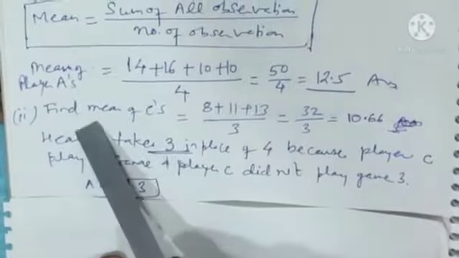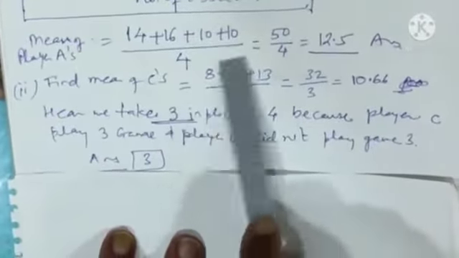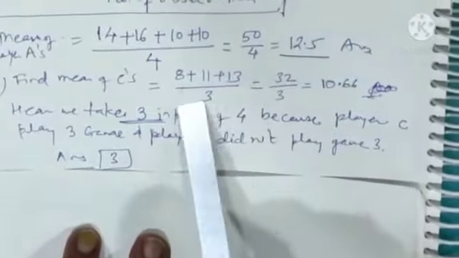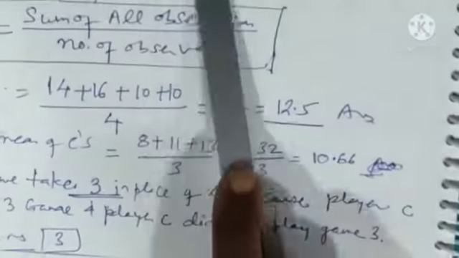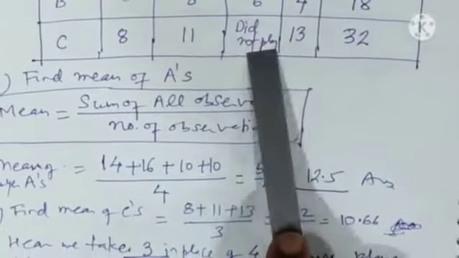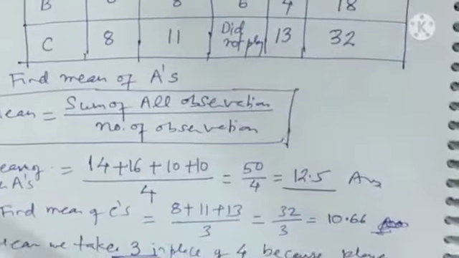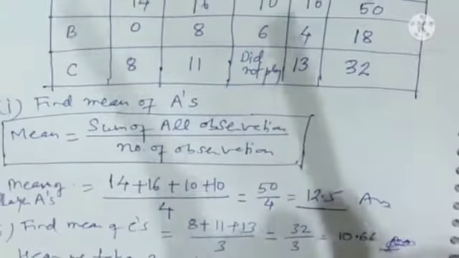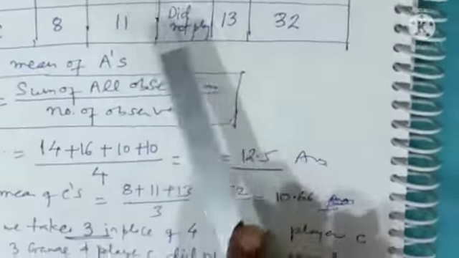Using that 3 you can find C's mean, which is 8 plus 11 plus 13 upon 3. Not 4 here. You do not take that as 0, because he did not score 0; he did not take part in that game. I think you understood that point.